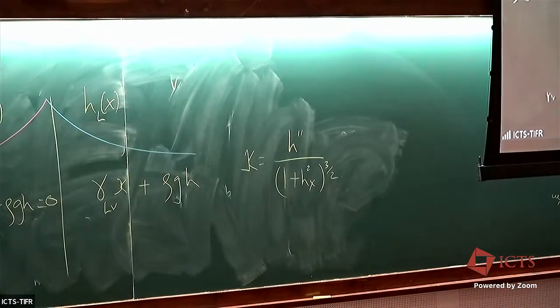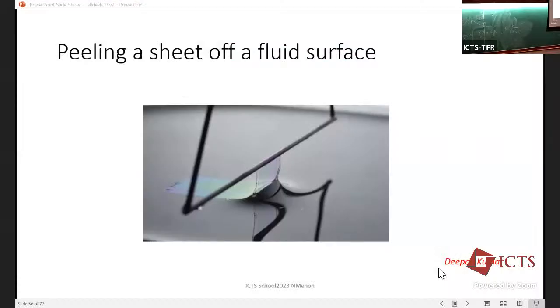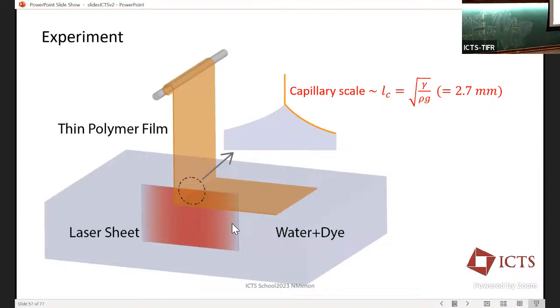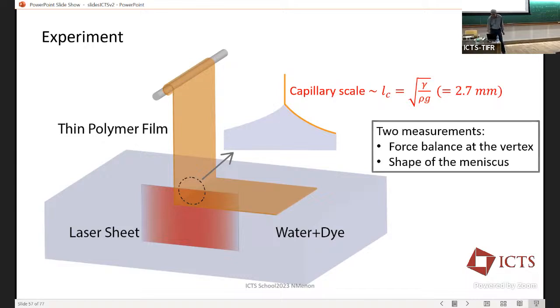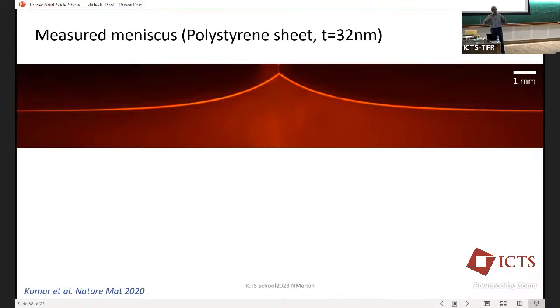Okay, so when we do that, or when Deepak does that, he sees, so the experiment is set up like so. There's this thin polymer film. From a distance, it looks almost like a right angle bend. So you laser slice through this surface. There's a little bit of dye in the water. And that corner looks a little bit like the meniscus I drew. Well, I'll just show it to you now. Okay, so here's what it looks like.